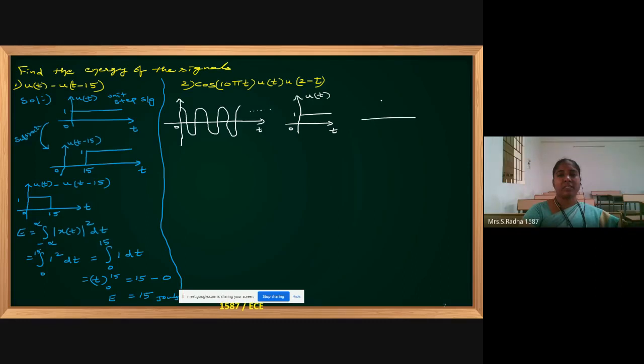Third signal, u of minus t. U of minus t means the height is 1 for all the negative x-axis. This is u of minus t. Now if you want u of minus t plus 2, this is nothing but u of 2 minus t. So you have to right shift the previous signal 2 units. It will be from minus infinite to plus 2.